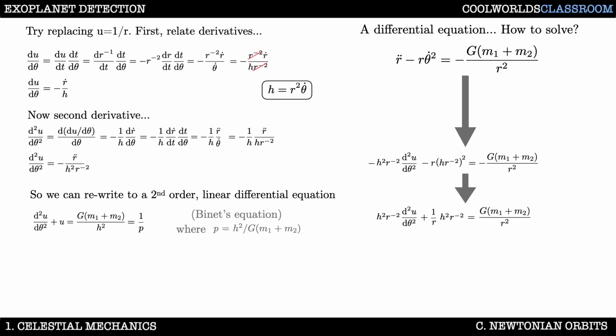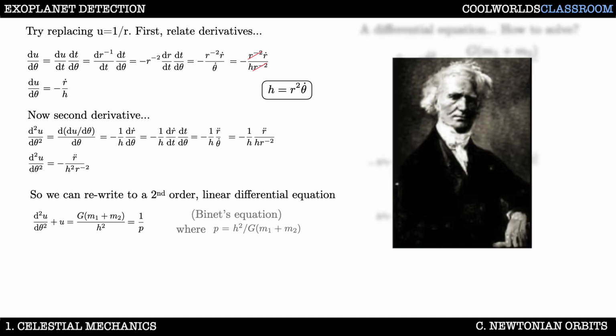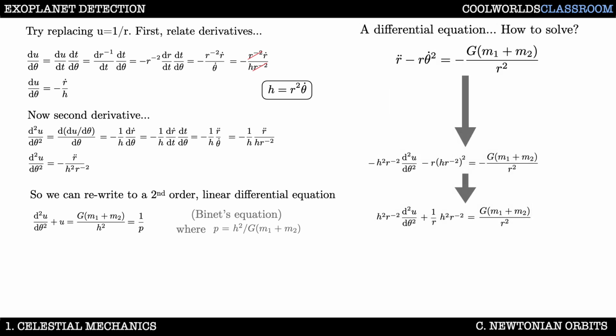Binet's equation, named after the French astronomer Jacques Binet, also famous for his work on the Fibonacci sequence. Binet's equation is a second-order linear differential equation, which has a standard solution given by this, where alpha here is a constant of the integration at this point, and theta naught represents the initial theta as a boundary condition.